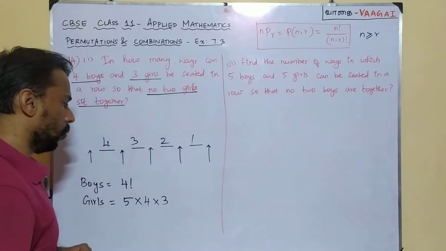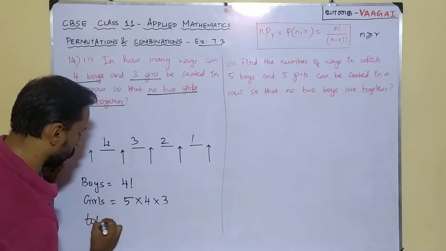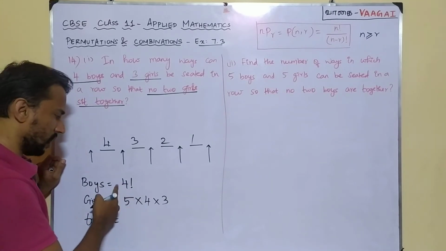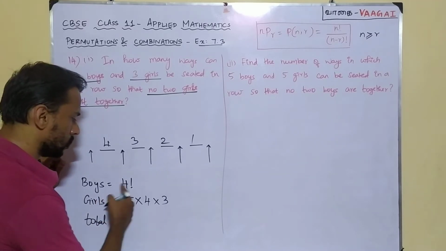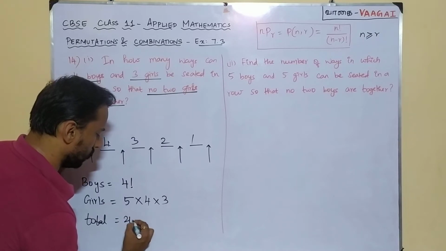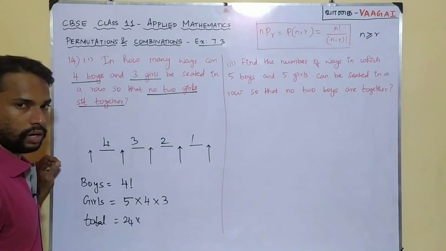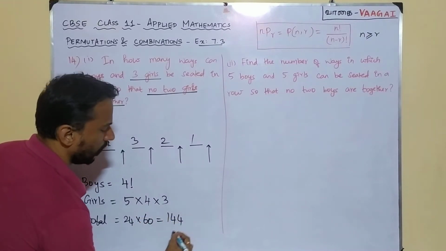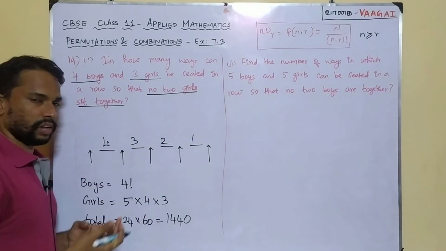Now if you calculate the overall answer, the total number of ways is what? We can just multiply, because for each of these 4 factorial ways, we have this many ways to arrange the girls. So 4 factorial is 24, into 5 into 4 into 3, which gives 60. So 24 into 60, the overall answer is 1440. That is the answer for your first question.